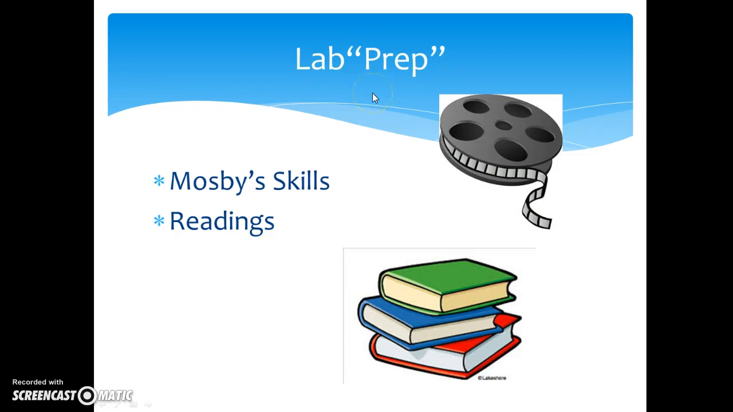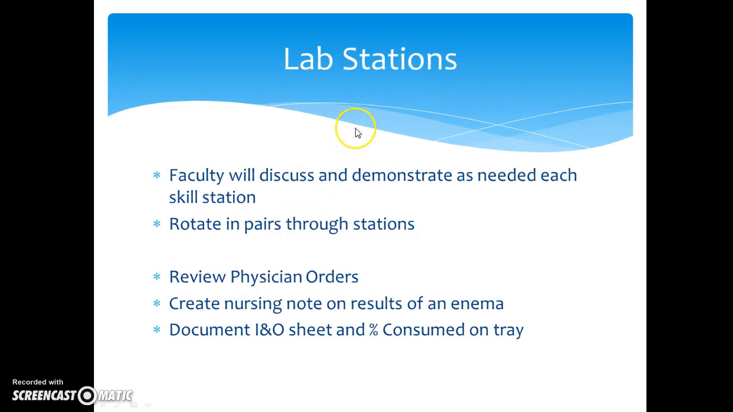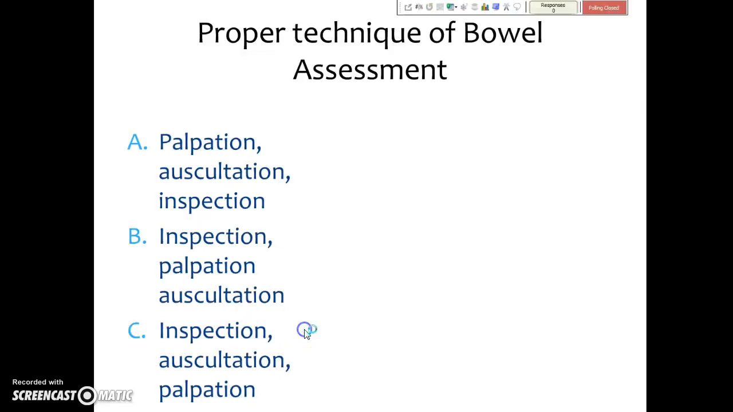Your prep consists of most of these skills videos, which are listed, and you must complete them and have a 90 to be able to attend lab, and there also are some readings that go along with this. The lab will consist of stations where you will work in pairs and rotate all the way through, and there'll be some physician-provider orders to review. You'll be creating a nursing note and also doing some documentation on I's and O's.